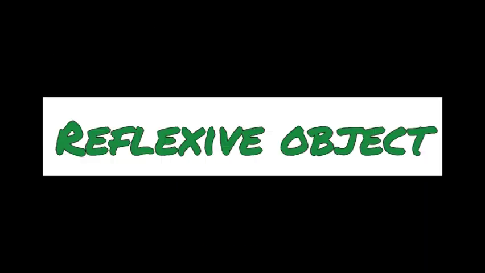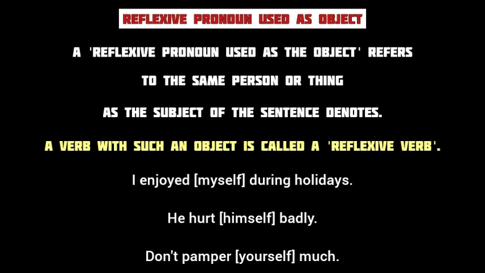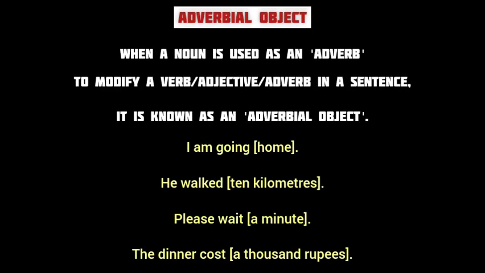Reflexive pronouns such as myself, himself, yourself, etc. also act as objects of the reflexive verbs. Such objects refer to the same person or thing as the subject of the sentence. In these three examples, enjoyed, hurt and pamper are reflexive verbs, and reflexive pronouns myself, himself and yourself are their objects respectively. Next, we have the adverbial object.